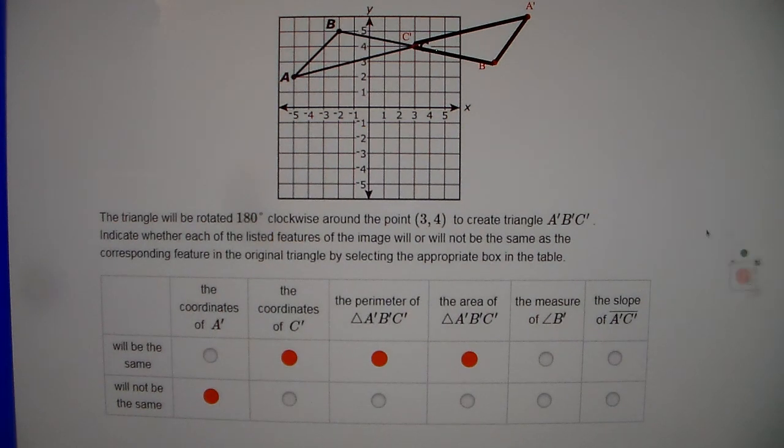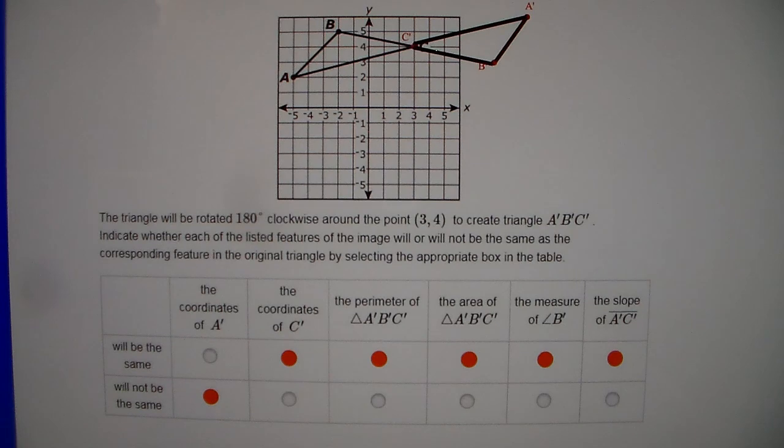Now the measure of angle B and angle B prime, they stay the same because the figure is just being rotated. The slope of AC, that's a tricky one. Sometimes with rotations, the slope will be the same, sometimes it will not. When we rotate a figure 180 degrees, the slope will always be the same, no matter if it's clockwise or counterclockwise. However, if you rotate a figure 270 degrees or 90 degrees, the lines tend not to have the same slope. But you always should draw the picture just to double check. In this case, AC and A prime C prime have the same slope. So I fill in that bubble.